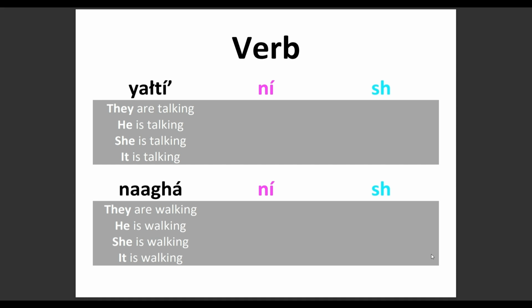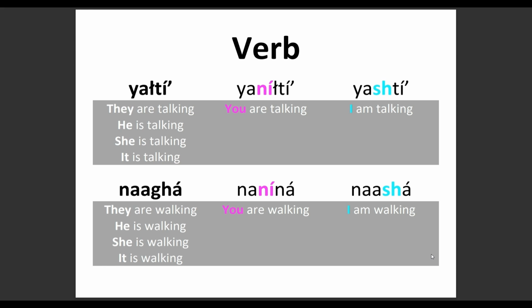So when you include the ni or sh marker, yałti' now becomes yaniłti', and then yashti'. Naa'na', when you include the ni or sh, now becomes nanina' and nashaa'.